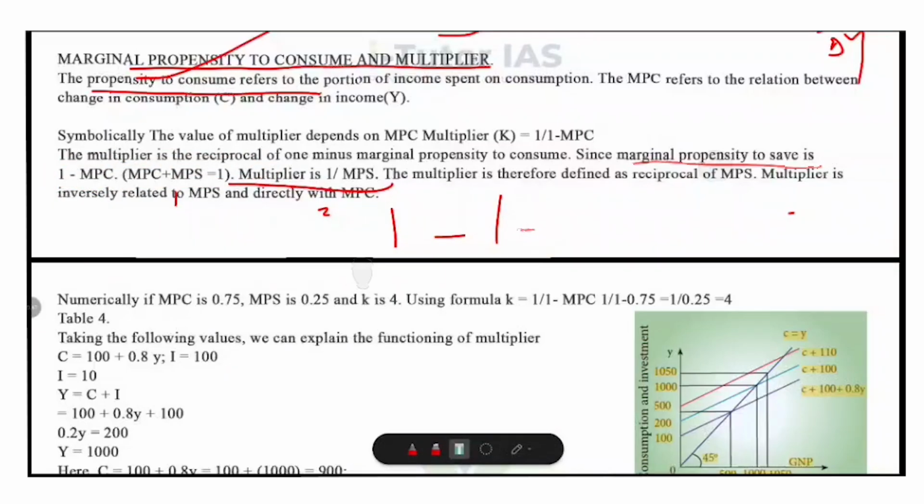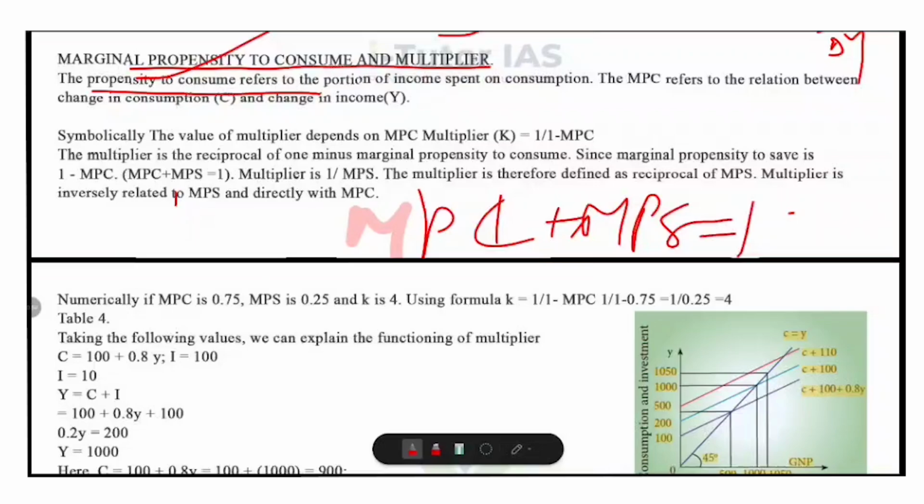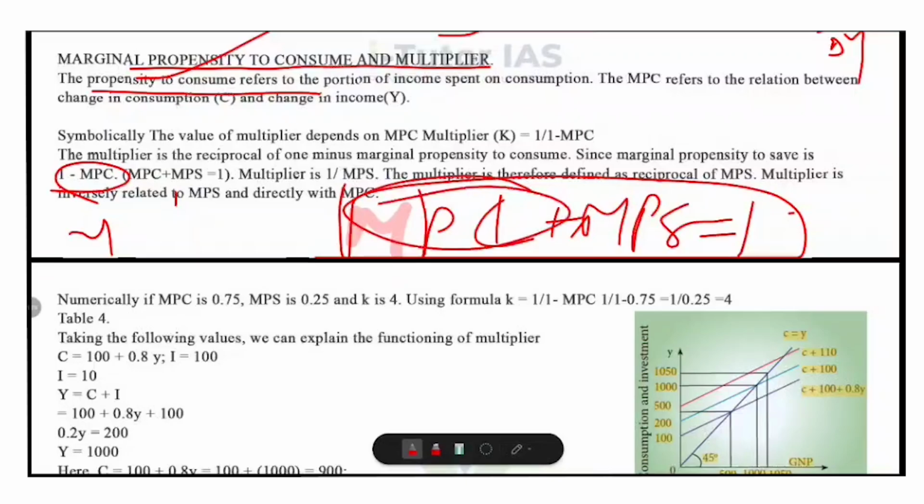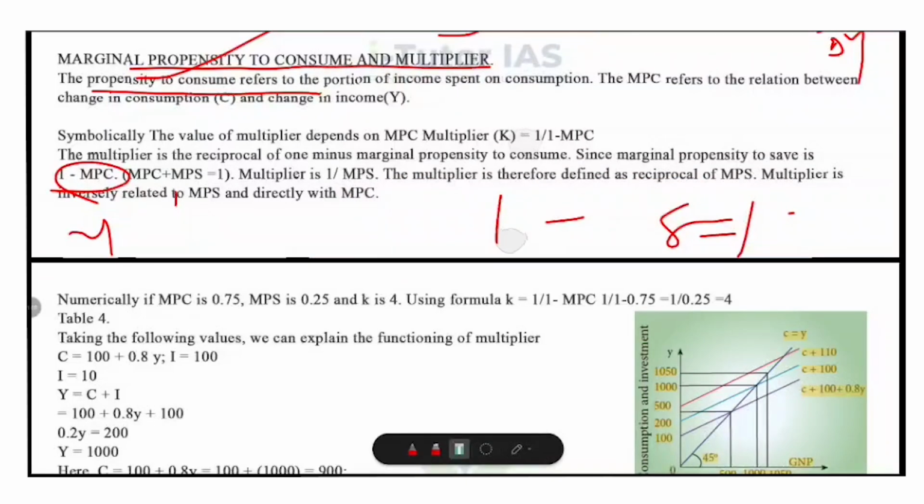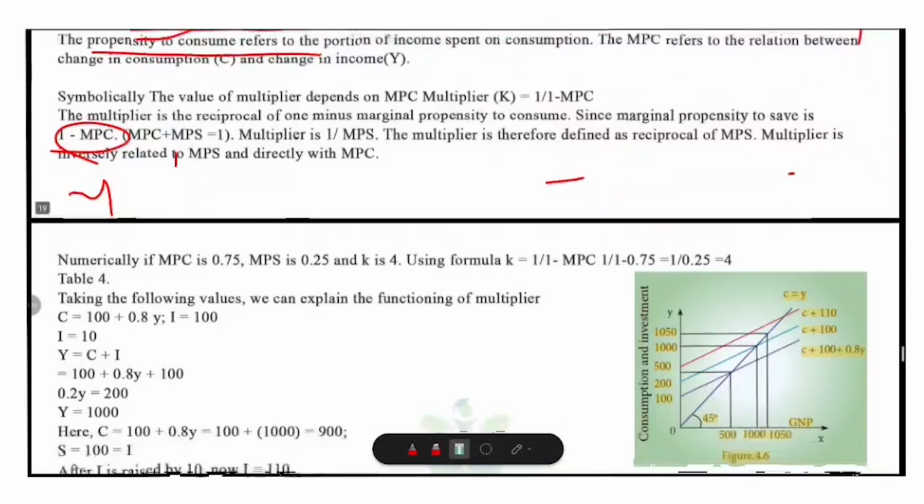Remember this one. This equation is very much important. MPC plus MPS is equal to 1. Remember that MPC plus MPS is equal to 1, and MPS is equal to 1 minus MPC. MPC is equal to 1 minus MPS. So the higher the MPC, the larger the multiplier, because people spend more and there is more income circulation, and that leads to a greater total increase in income. And the higher the MPS, the smaller the multiplier effect, because people save more and there is less income circulation.